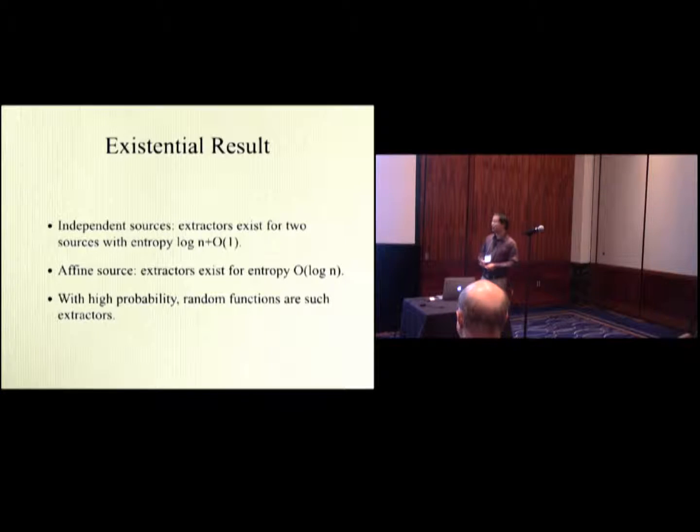And you can also show that if you pick a random function, then with high probability, this function is actually a two-source extractor or an affine source extractor with these kinds of parameters. But of course, the difficult part is how to construct such extractors explicitly.